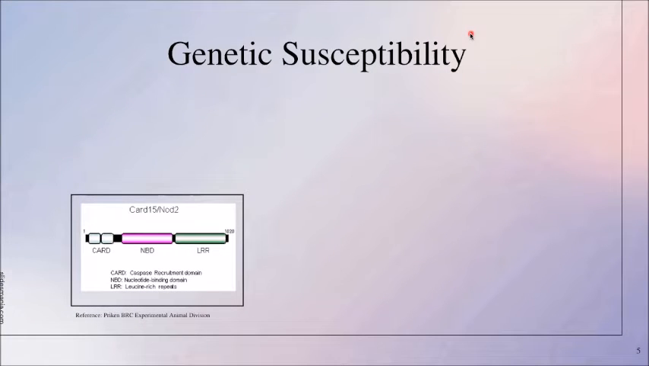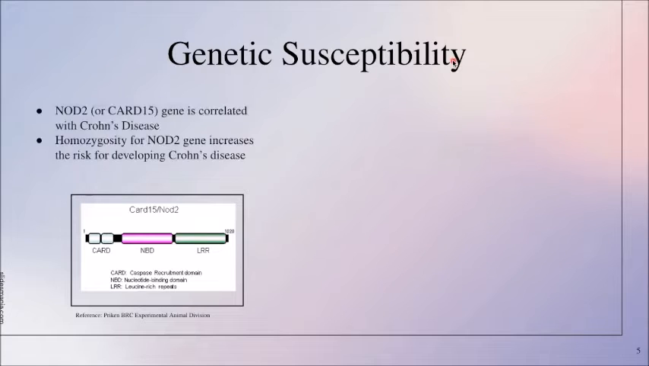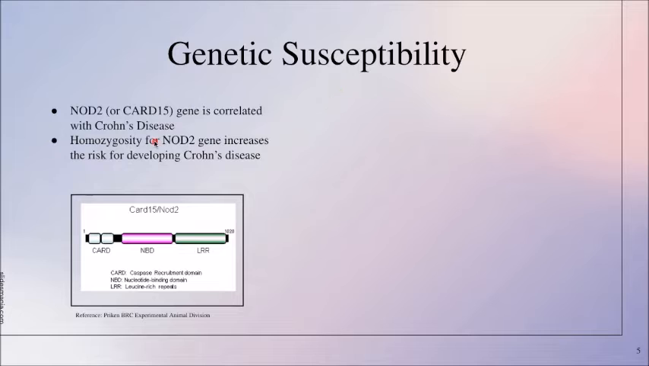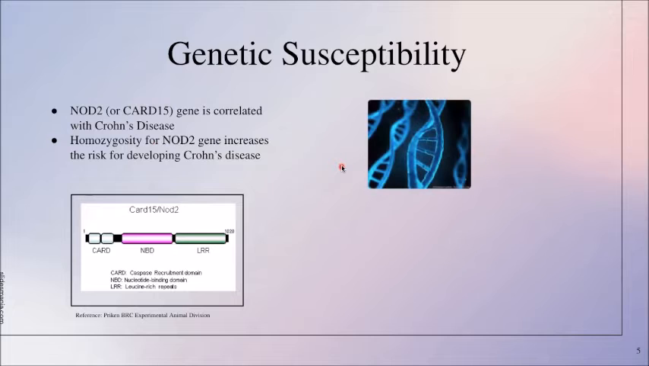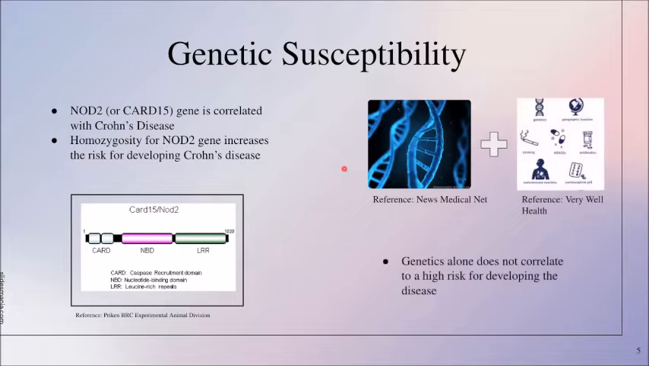Genetic susceptibility plays an important role in the development of Crohn's disease. The NOD2 or CARD15 gene is selectively associated with Crohn's disease. More specifically, researchers have found that homozygosity for the NOD2 gene increases the risk for developing Crohn's disease by 20 to 40-fold. However, only 13.1% of the disease heritability is due to genetic factors, thus epigenetic and genetic-environmental factors play an important role for the risk of Crohn's disease.